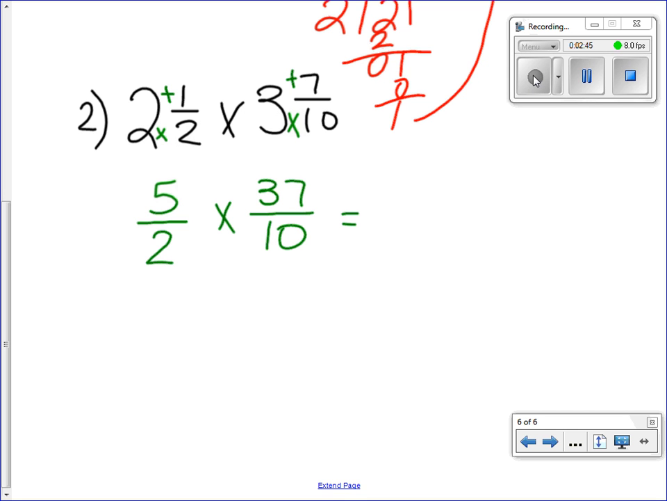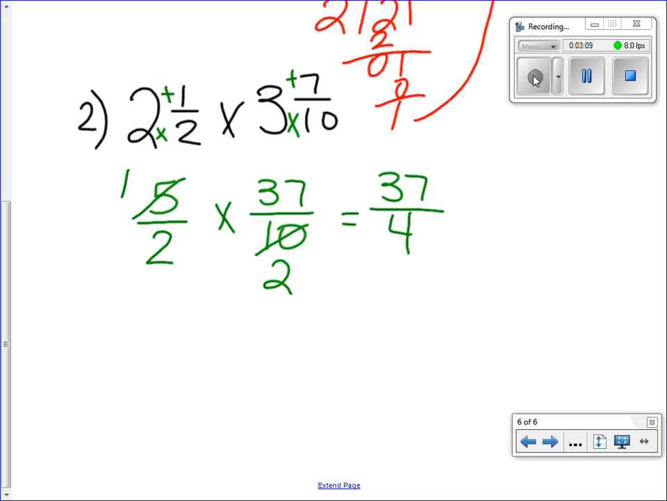Check for any cross canceling. I can cross cancel the 5 and the 10. Both can be divided by 5. 5 divided by 5 is 1. 10 divided by 5 is 2. We don't do anything with the 1. 37 does not have any factors in common with 2, so we're done. So multiply across. 1 times 37 is 37. 2 times 2 is 4.